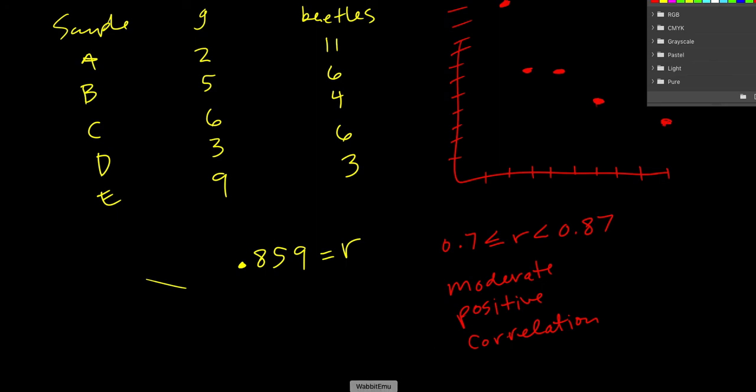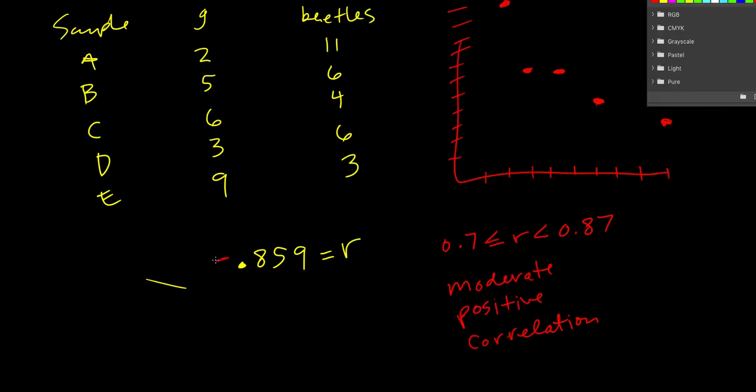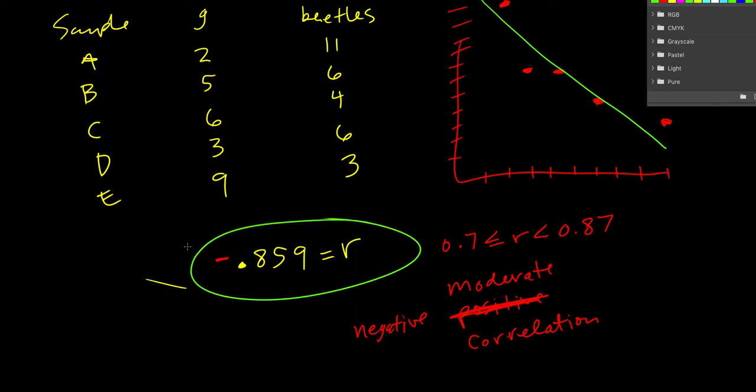Did I miss the negative on there? I think I did. Oh, there is a negative on the R. Do you see that? So this should have been negative, and the only thing that's going to change is the word positive. Because seeing this, if I were to draw a line through this, it would definitely have a negative correlation, or a negative slope. Once again, I just didn't see the negative when I was looking at the calculator.